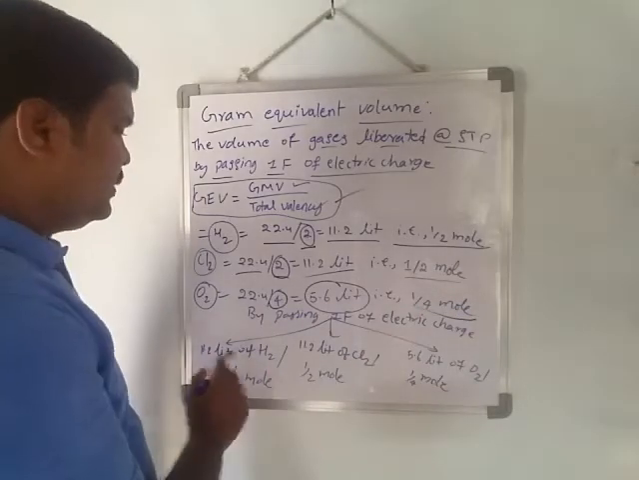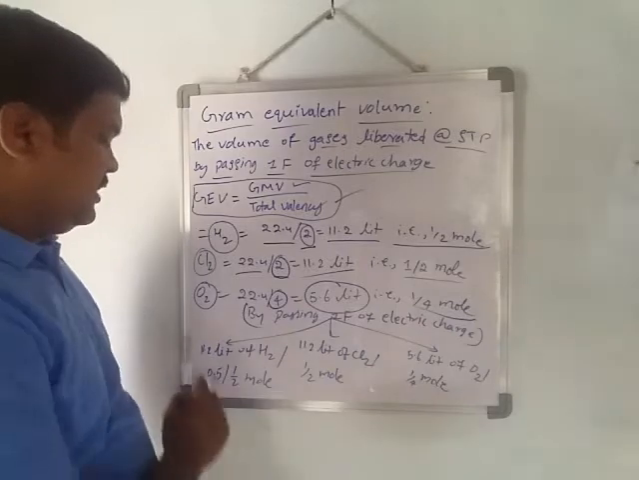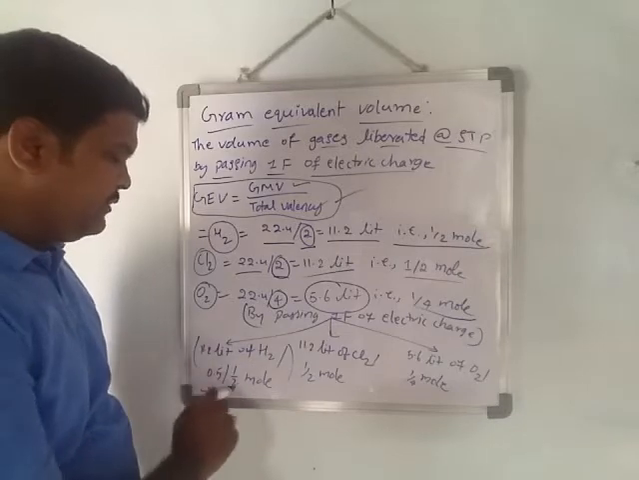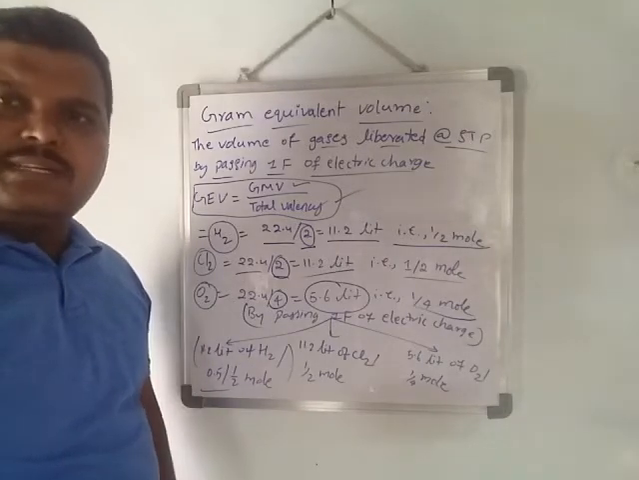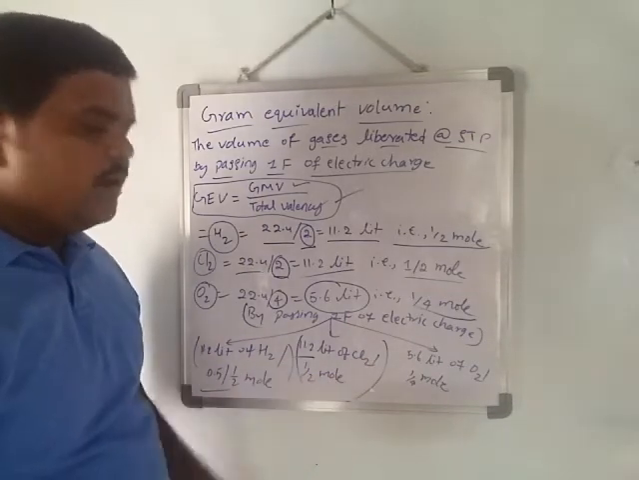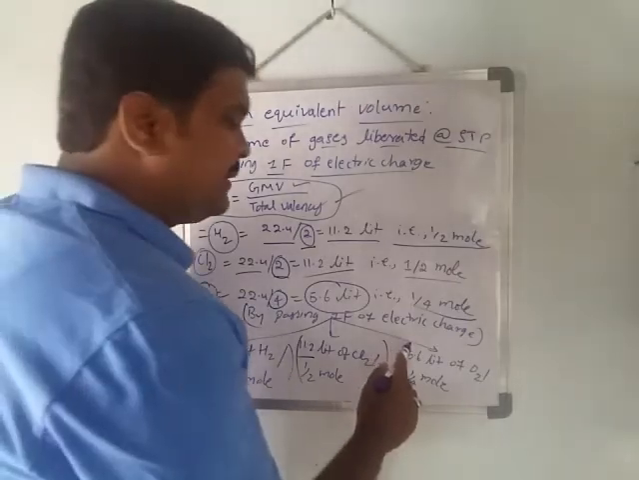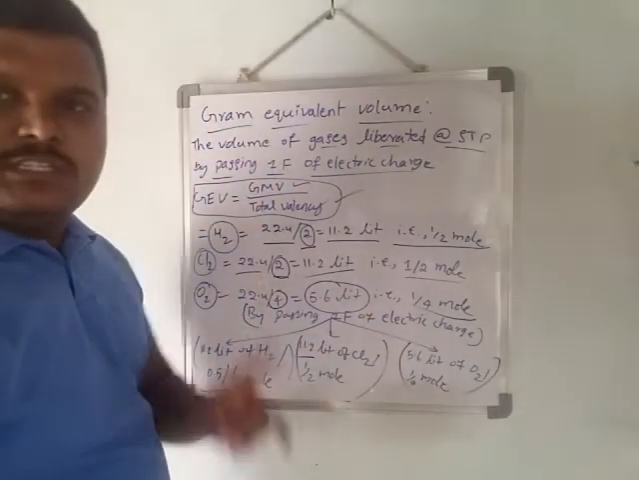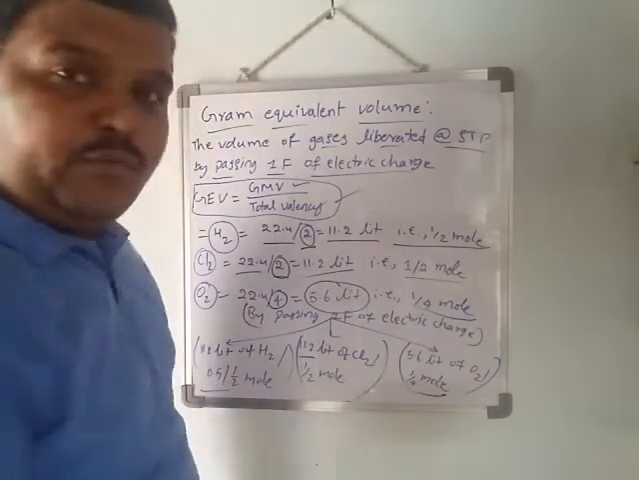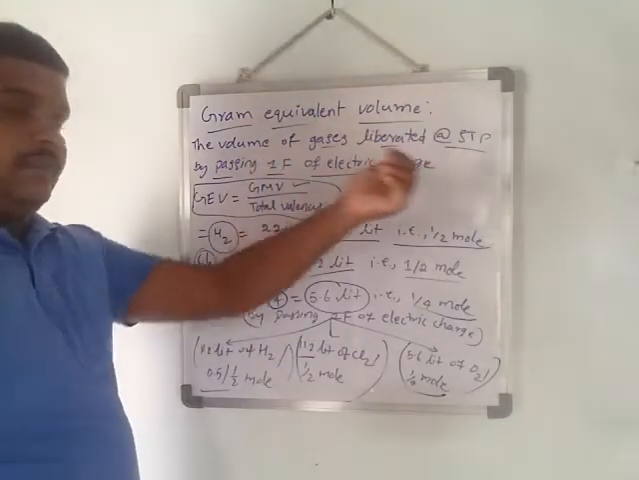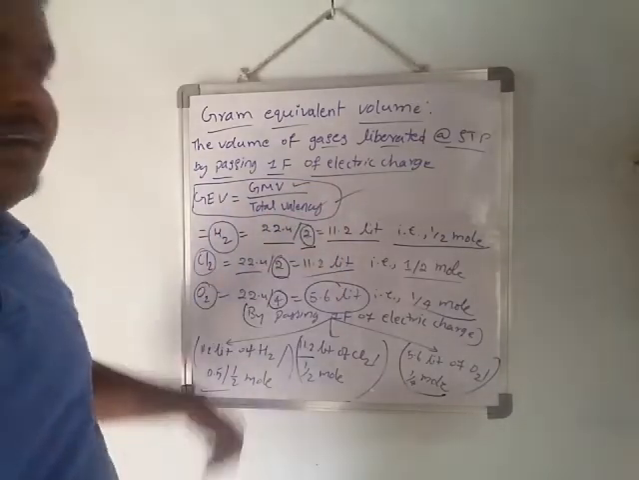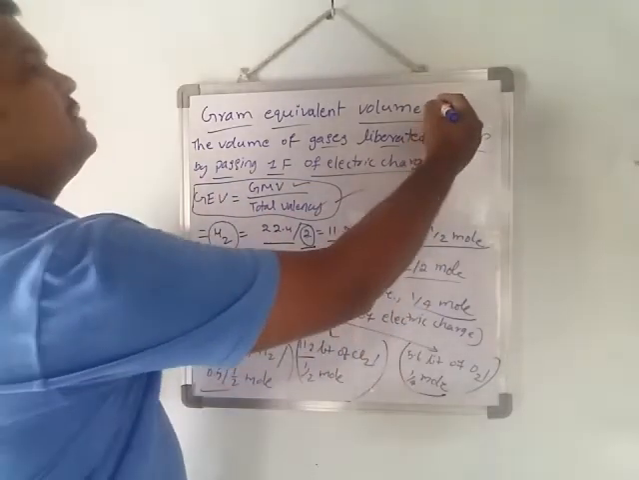Is it clear? So by passing 1 Faraday of electric charge, 11.2 liters of hydrogen, or 0.5 or half mole of hydrogen, can be liberated. By passing that 1 Faraday, 11.2 liters or half mole of chlorine gas is liberated. By passing the same amount of electric charge, 1 Faraday, we will get 5.6 liters of oxygen gas, that is 1 by 4 mole. So the volume of gas liberated at STP conditions by passing 1 Faraday of electric charge, that is the gram equivalent volume.